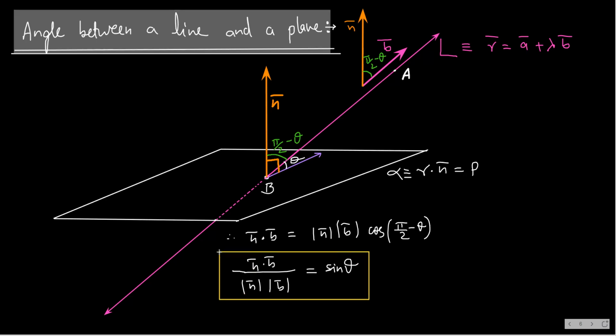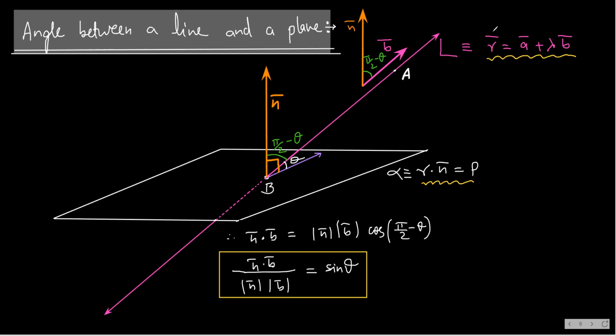See, this is the formula. How to find the angle between a line and a plane? If the line is r bar is equal to a bar plus lambda b bar, and the plane is r bar dot n bar is equal to p, then the angle between the line and plane is given by sine of theta, where theta is the angle between the two. Sine of theta is equal to n bar dot b bar upon mod n bar mod b bar.